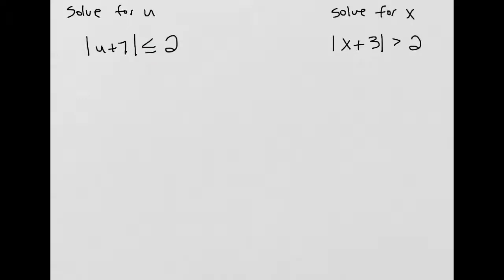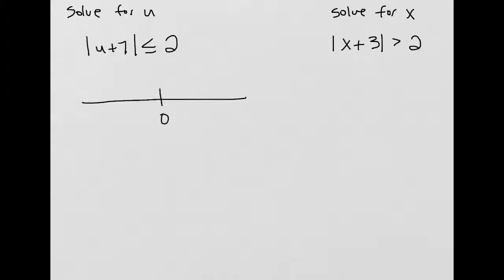Really, they're measuring distance from zero. So when I look at this first statement, it's saying that I want distances from zero that are less than or equal to 2 units. So let's draw out where those are on the number line.